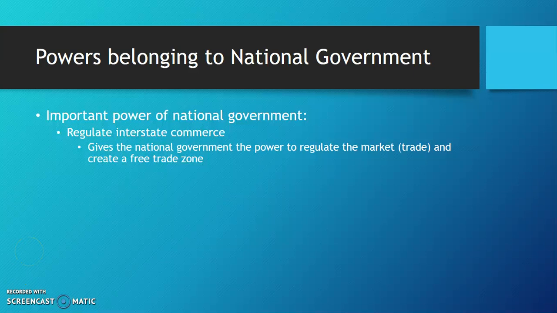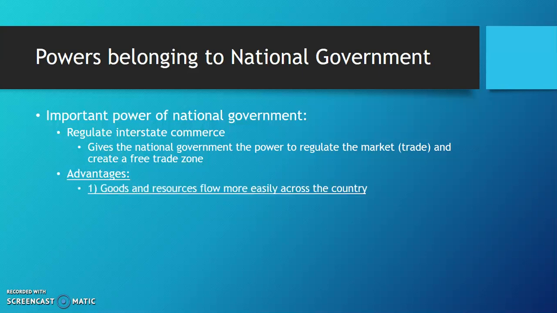Now, there's a lot of advantages to having this interstate commerce regulated by the national government. So these are going to be important to understand and something you need to know for your test here. So the advantages are that, one, goods and resources are going to flow more easily across our country. Obviously, that makes sense. The second advantage is that it's going to be easier to create large businesses that cross state lines. And then third, it's going to help create a single national economy.